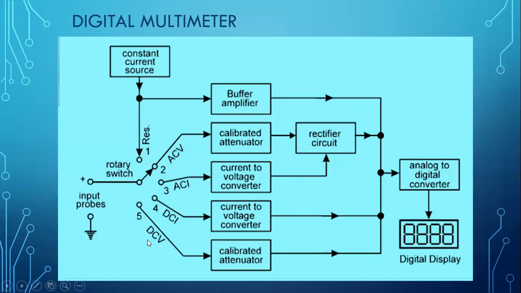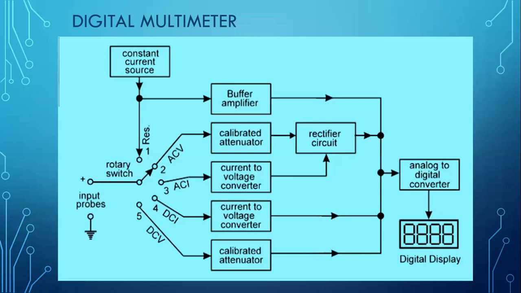For DC current and DC voltage measurement, we don't need the rectifier circuit because the voltage and current both are in DC. That's why if I want to measure the DC current, then directly connect it to point number 4, the current to voltage converter. That voltage is directly applied to the ADC, and that is displayed. If it is a DC voltage, then it is applied to the calibrated attenuator, then connected to the ADC, and then displayed. So very simple circuit, very simple block diagram to understand the internal functions of the digital multimeter.